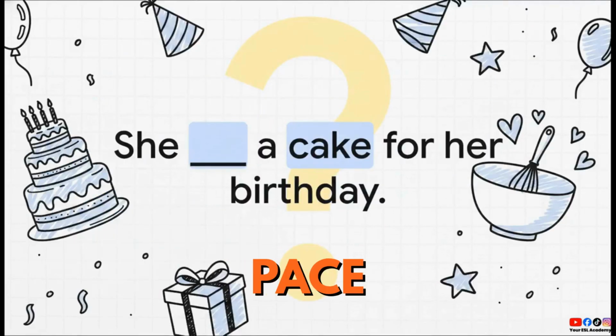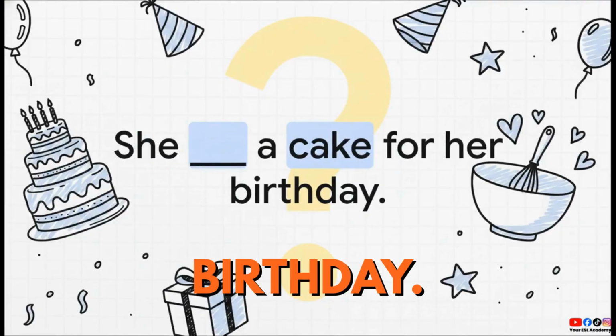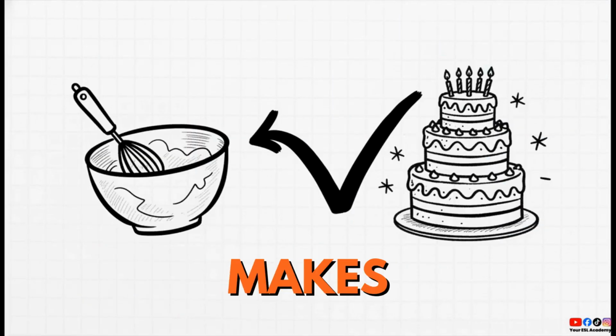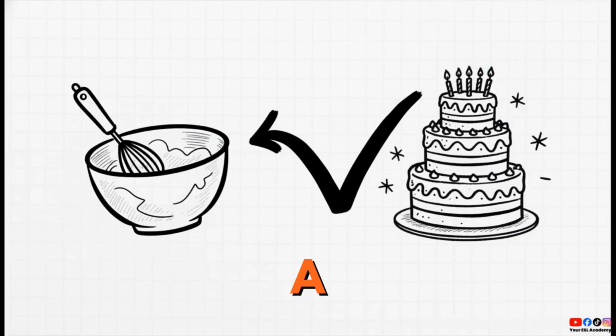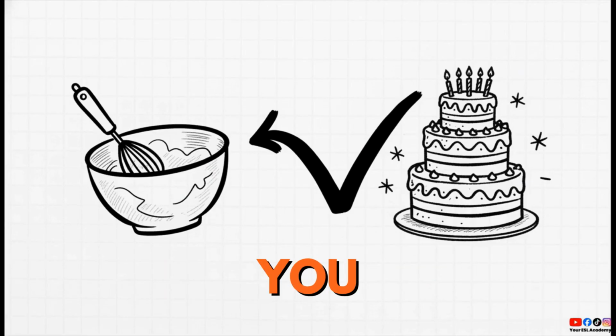Next up, keeping the pace brisk here, she blank a cake for her birthday. Think about whether a brand new object is being created. The answer is makes. She makes a cake for her birthday. A cake is a totally new object that she created from scratch using ingredients. You produce it, so you use make.